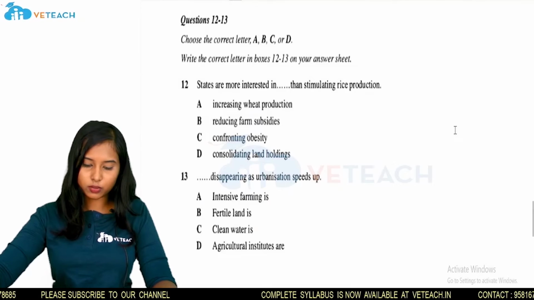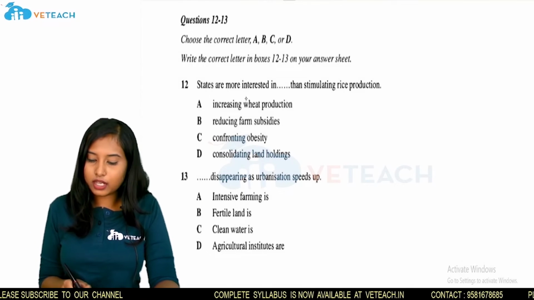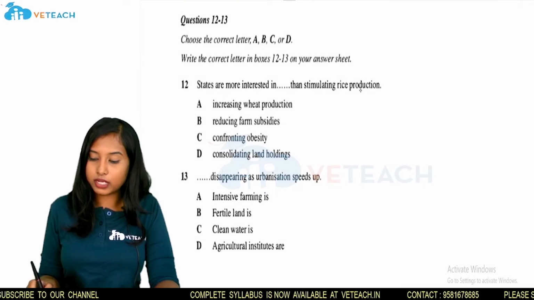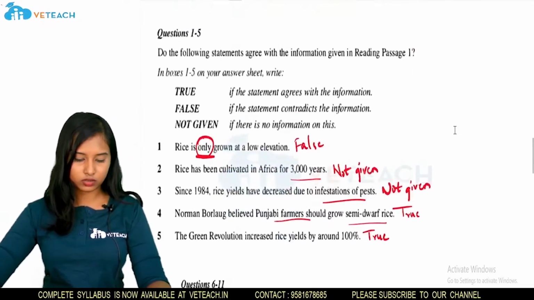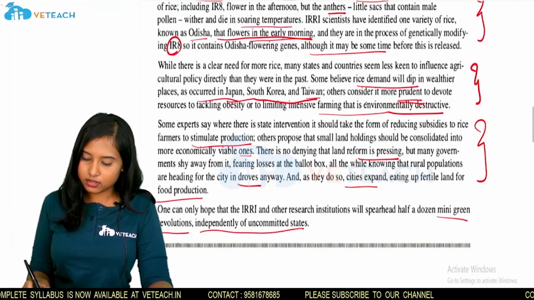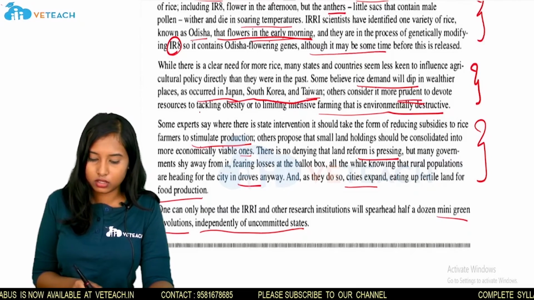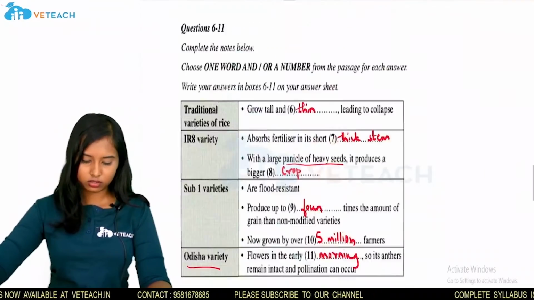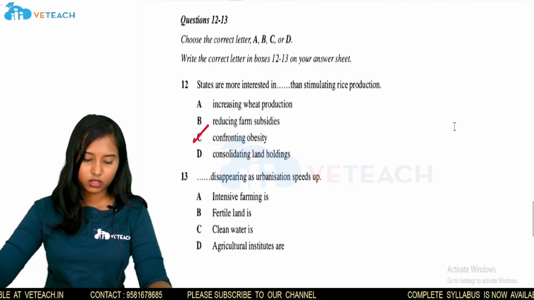These are multiple choice questions. You just have to choose one right answer. Question number 12. States are more interested in blank than stimulating rice production. And the answer to this question is given in the 9th paragraph, which says others consider it more prudent to devote resources to tackling obesity. So the answer for this question is confronting obesity, option C.